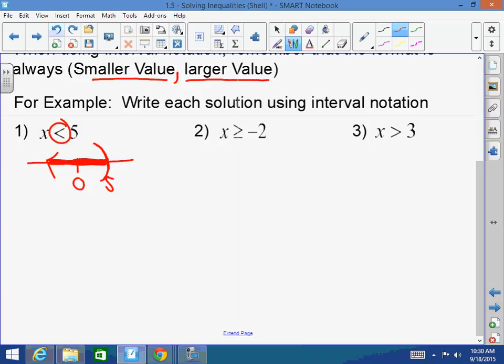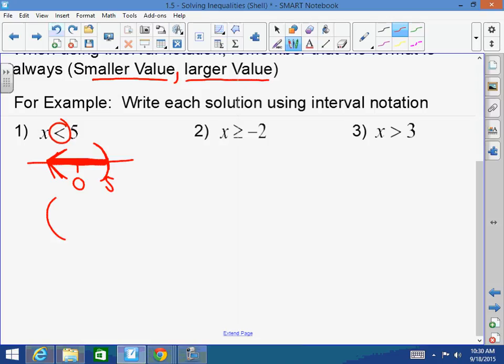I'm very proud of the questions. X is less than 5, guys. So it's any value to the left of 5. And I'm going to keep going to the left forever. And when I go to the left forever, I'm going to a magical place called negative infinity. So to write this as an interval notation, please remember you go small value to large value. So if I'm going to the negative forever, what's the smallest value that I'm going to get to? Negative infinity.